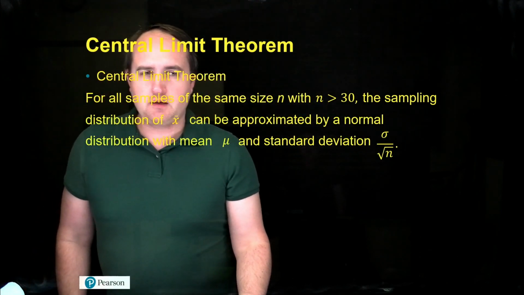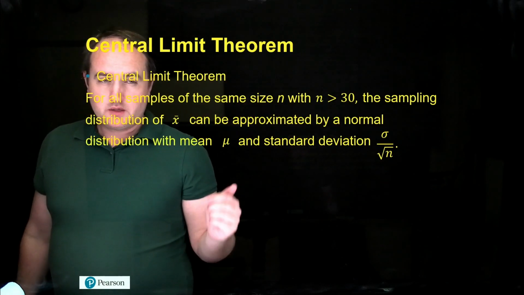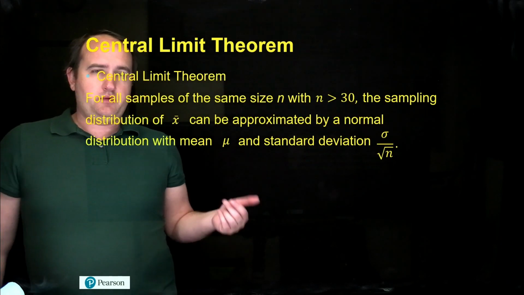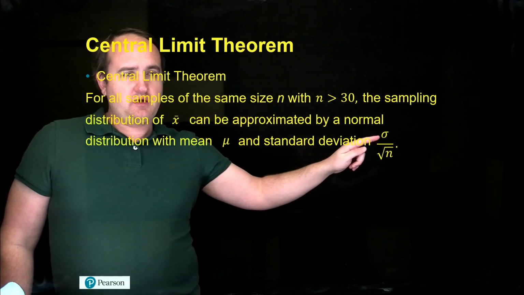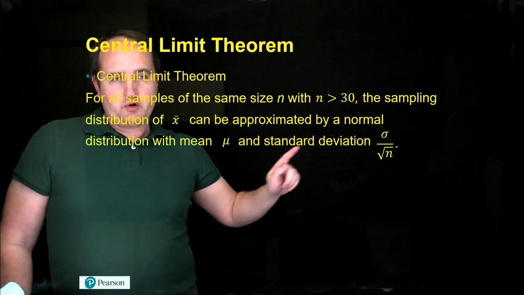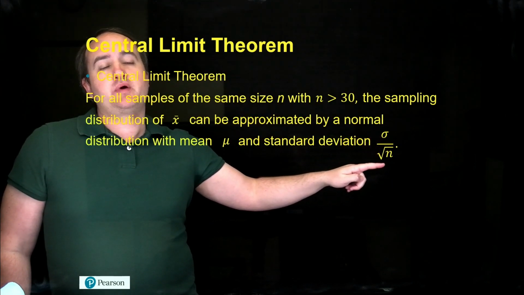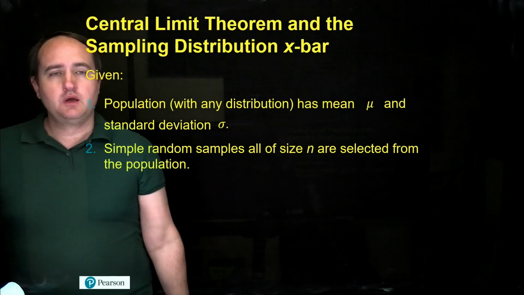So it turns out that all the techniques we learned earlier in chapter 6 still apply here for the central limit theorem. The only new thing is just that instead of having a standard deviation of just sigma, we're going to be using a standard deviation of sigma divided by the square root of n. That's really the only new thing.